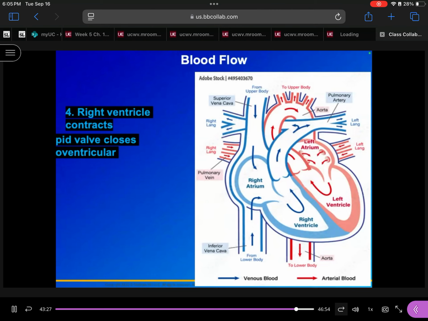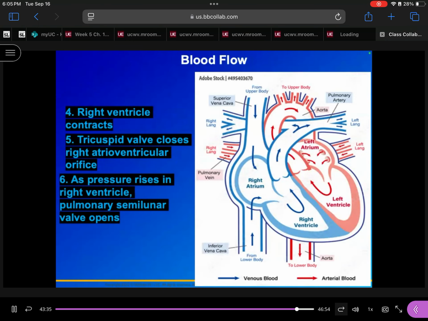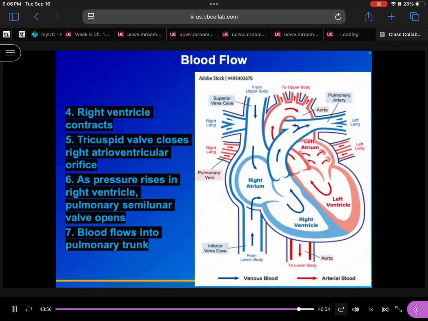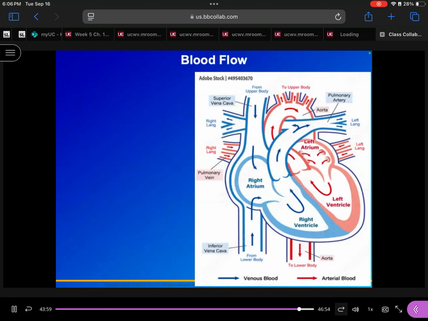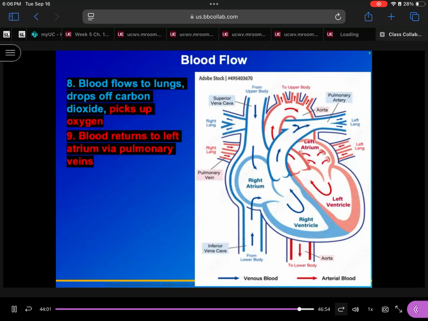All right, anyway, so we're going out. The right ventricle contracts, the tricuspid valve is going to close that orifice. And as pressure rises in the right ventricle, the pulmonary semilunar valve is going to open, because that's your cup shape right here. So as pressure starts to accumulate, it's going to open like this. And obviously it'll be fully open when the highest amount of pressure and blood is going up through. So blood flows into the pulmonary trunk and then into the lungs.